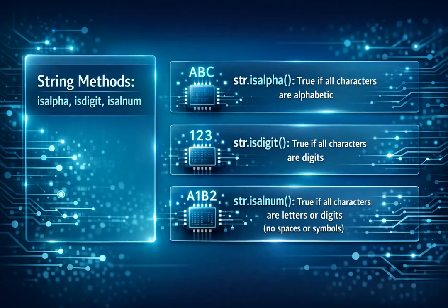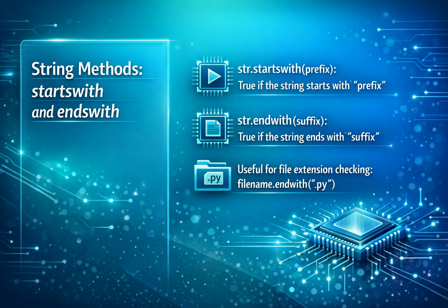Python provides useful checking methods. isalpha returns True if all characters in the string are alphabetic. isdigit returns True if all characters are numeric digits. isalnum returns True if all characters are either letters or digits, with no spaces or punctuation. The startswith and endswith methods check the beginning and end of a string respectively. For example, you might check if a file name ends with .py to confirm it is a Python script. These methods return True or False and are cleaner than using slicing for this purpose.